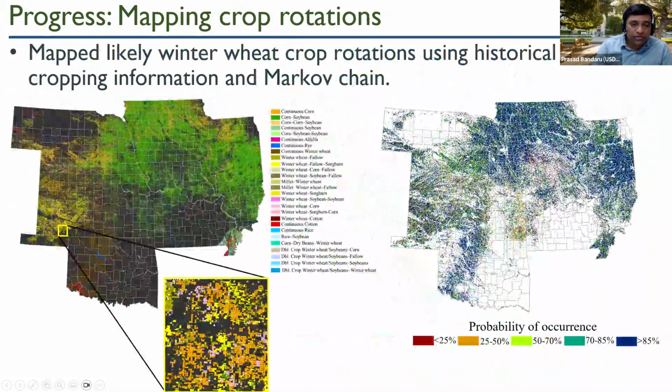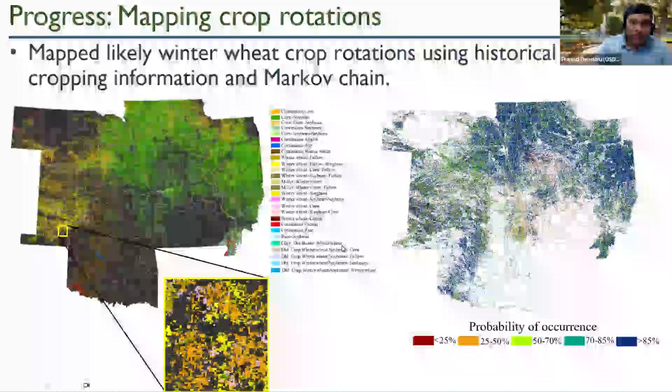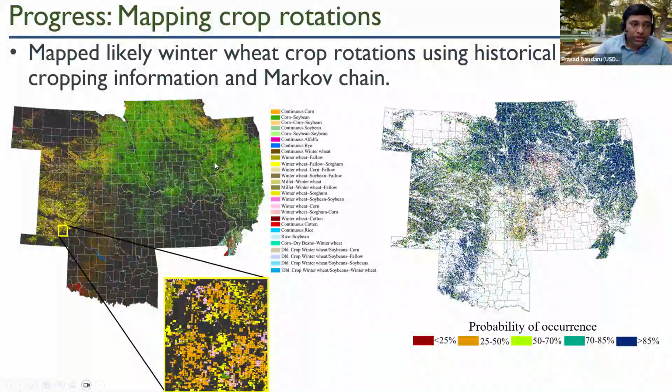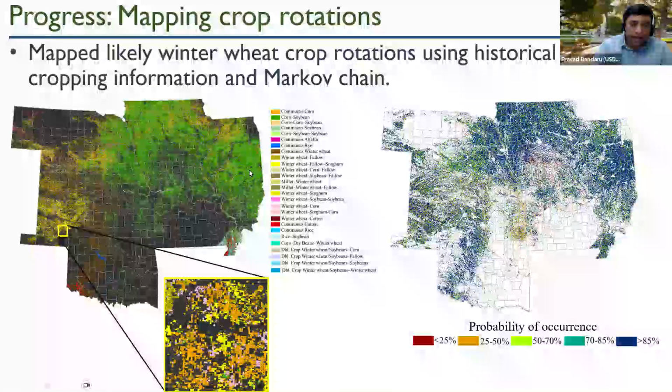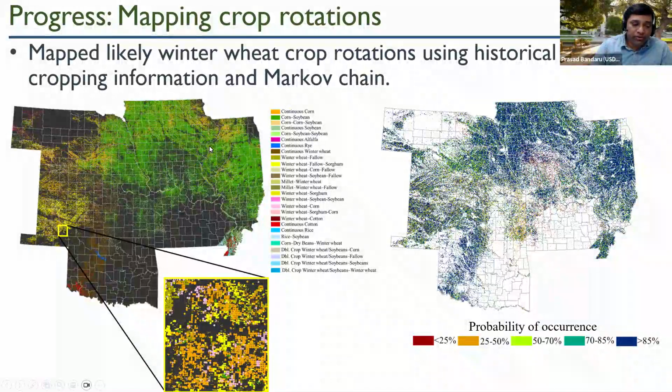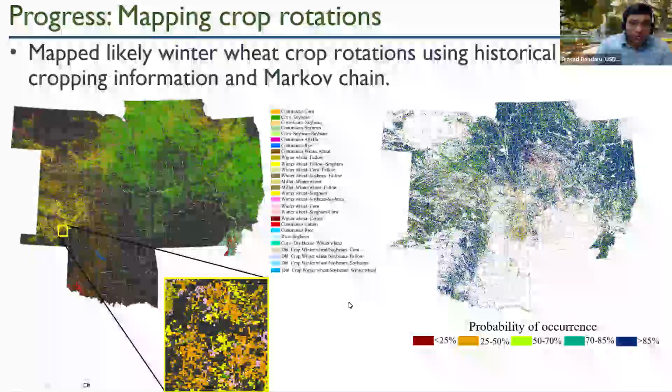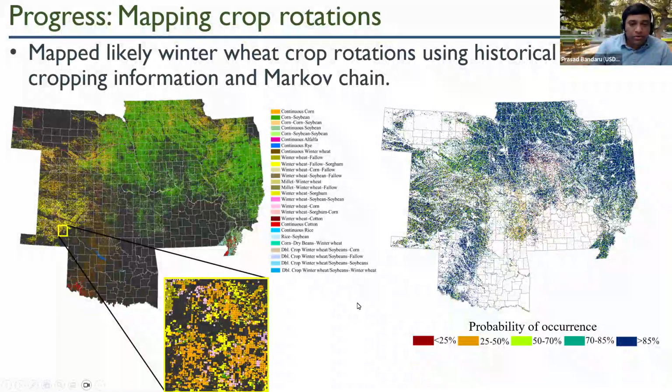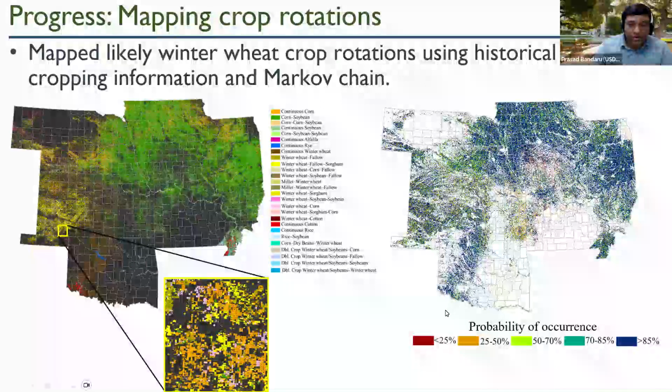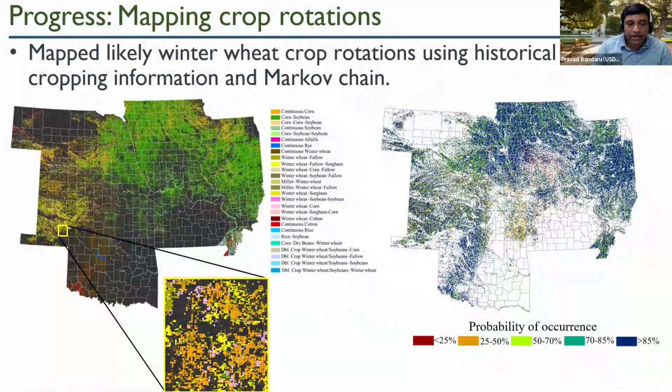Also, some of you might be familiar, we are working on national scale crop rotations. We use the historical cropping information and a Markov chain approach to determine the most likely rotations for every field in the US. What you see on the left side is the most likely rotations. On the right side, you can see the probability of a particular rotation occurring in a given field. Currently we have rotation maps for 7 states and are expanding to the whole US.